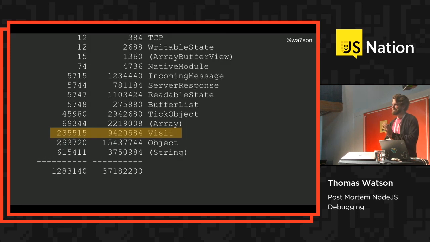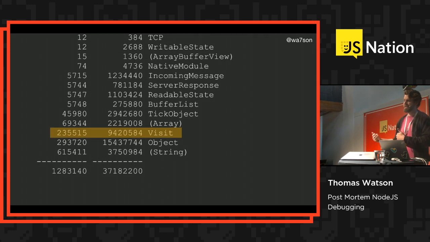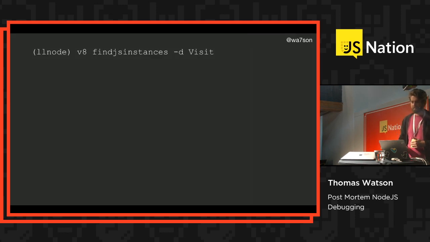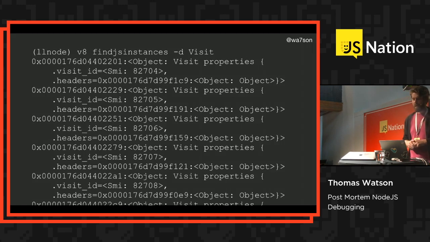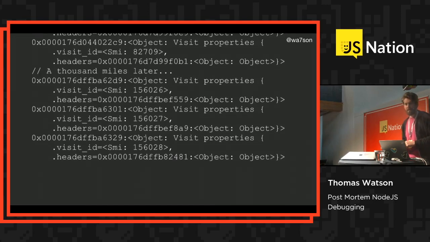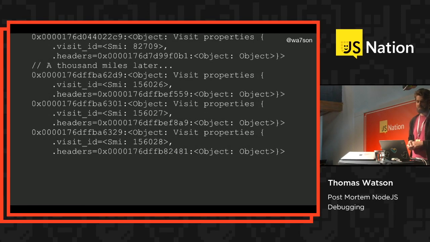As an application developer, I know it shouldn't appear that many times, because this is supposed to keep track of the active visitors on the website, and we don't have 250,000 active visitors currently. So there's something wrong here. We're somehow not clearing these up, right? So we can use the same command and say we want to look at visit here. And we see a lot of visit objects, 250,000 of them.